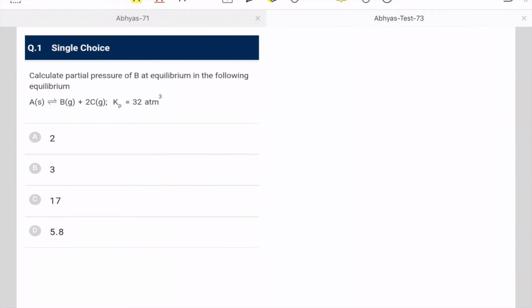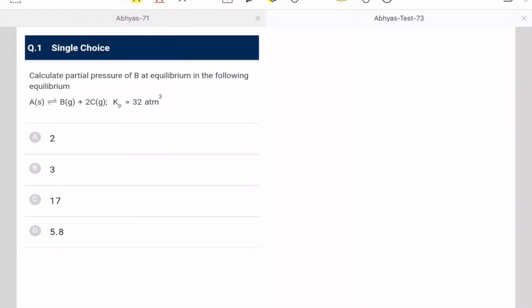So the first question will start. Calculate the partial pressure of B at equilibrium in the following equilibrium. So he has given the equilibrium reaction and the value also. He is asking to calculate the pressure of one of the products.